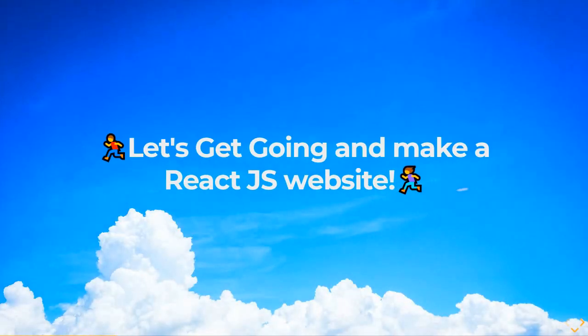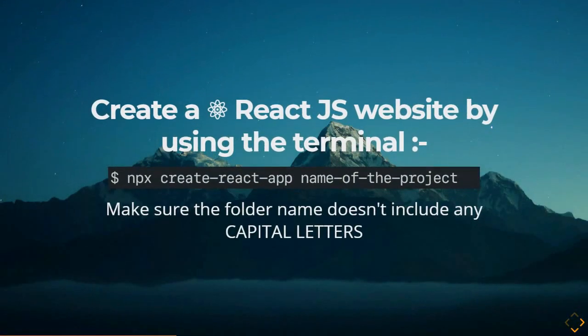So let's get going and actually make a React.js website. For this you need to create the React.js website. I will be using just the boilerplate code from create react app, and if you are following along just for test purposes you can do this as well. You can run npx create-react-app and then the name of the project which you want to give, and make sure, that's a new thing, that the folder name doesn't include any capital letters, all in small.